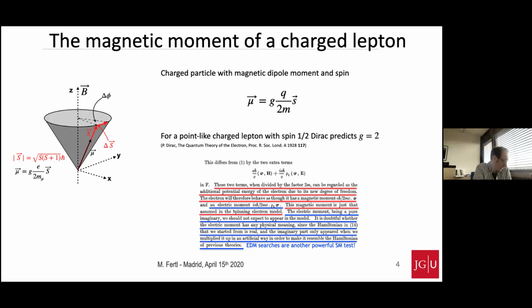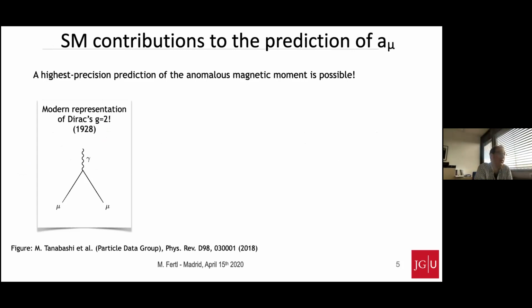So let's jump ahead by roughly 20 years in history and look at the contributions to the anomalous magnetic moment. They can be very precisely calculated, and that's why it's so attractive to perform a measurement of this quantity. In a modern Feynman diagram picture, Dirac's g = 2 describes just the interaction of the muon with the virtual photon of the magnetic field, at tree level.